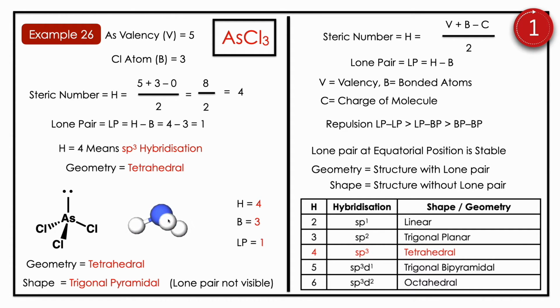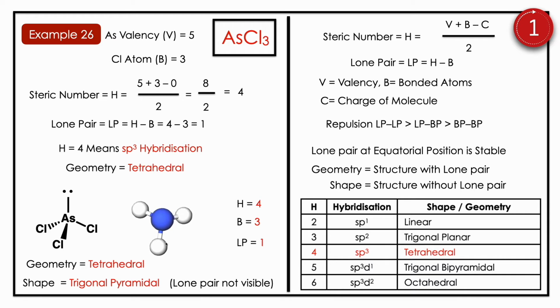Then example 26, AsCl3, arsenic trichloride. Arsenic is the central metal atom, which is in the nitrogen group. Valency is 5. Chlorine atoms are 3. So steric number H equals (5 plus 3 minus 0) divided by 2, which gives 8 by 2, gives 4. So lone pair will be H minus B equals 4 minus 3 equals 1.